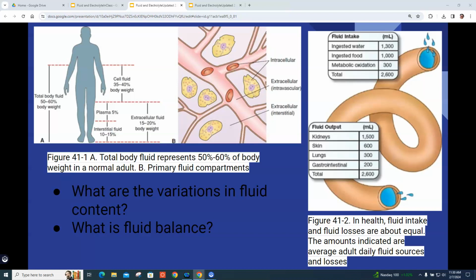Doesn't matter what kind of fluid, as long as they're ingesting the right amount.